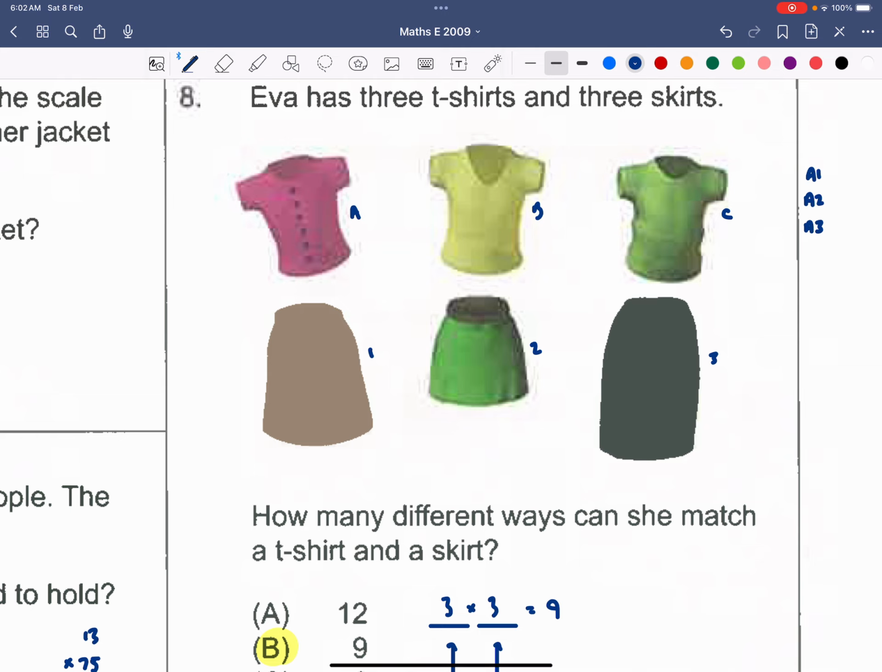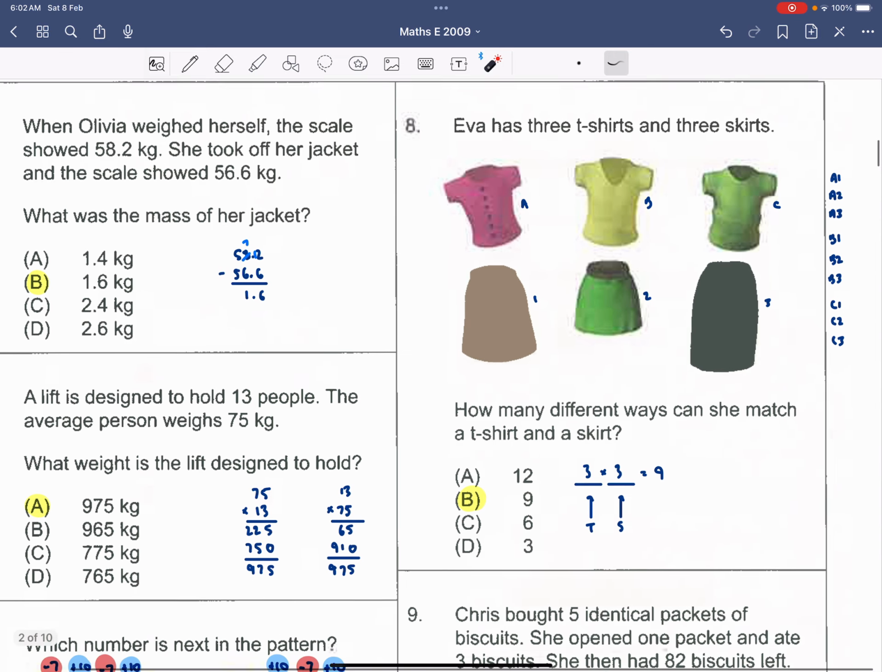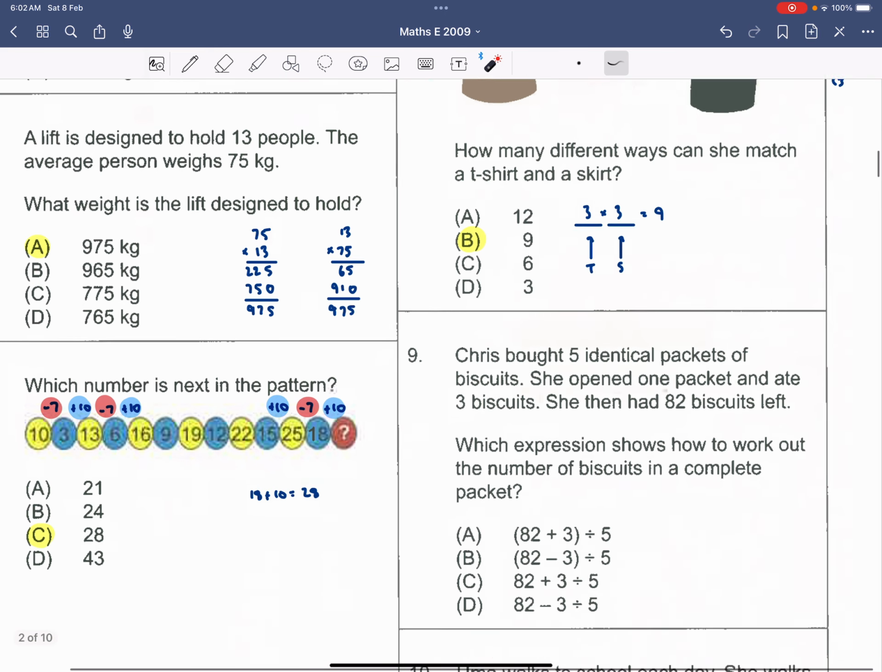Then same thing with B. B can go with 1, B can go with 2, B can go with 3. C can go with 1, C can go with 2, C can go with 3. So there you go. You can clearly see that there are 1, 2, 3, 4, 5, 6, 7, 8, 9. 9 different combinations that she can have. Cool. Question 9.